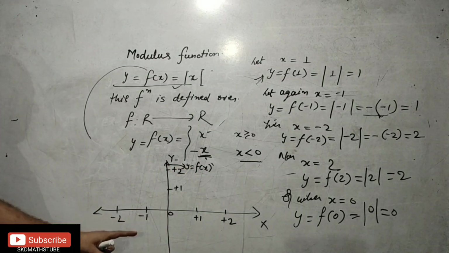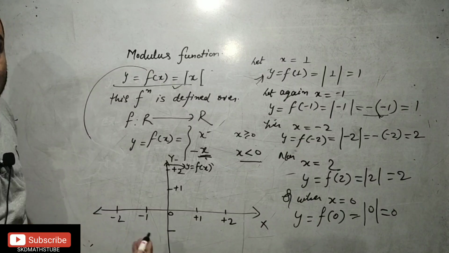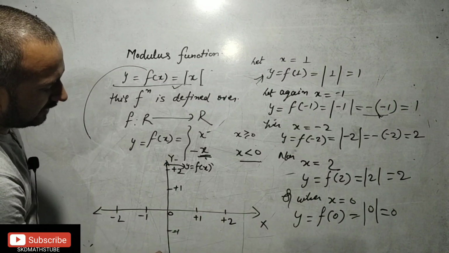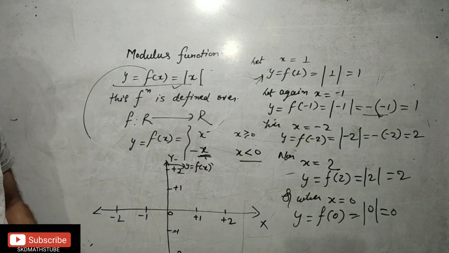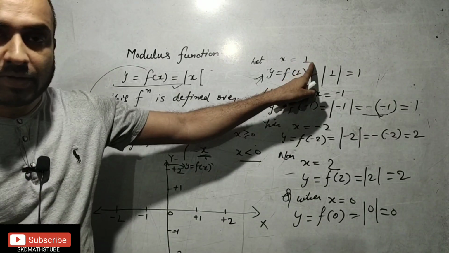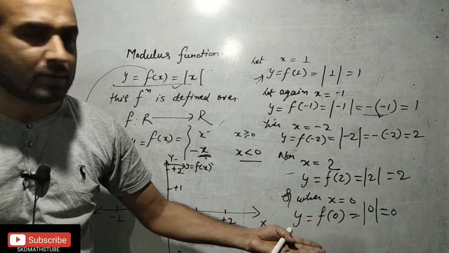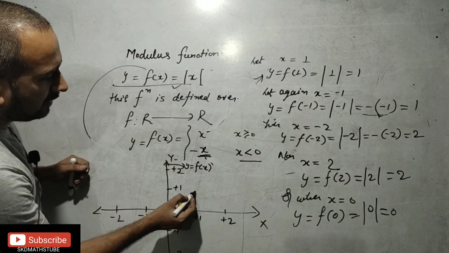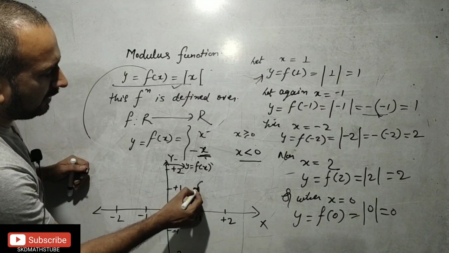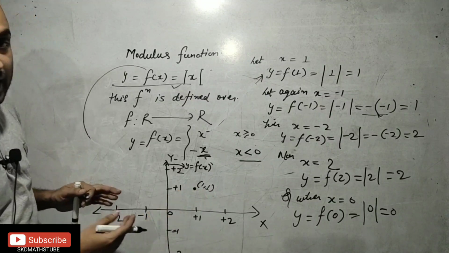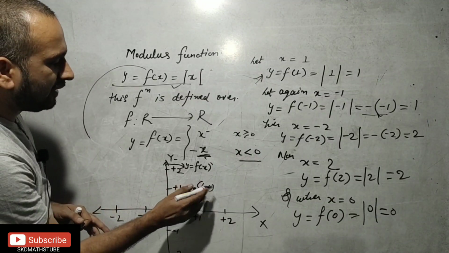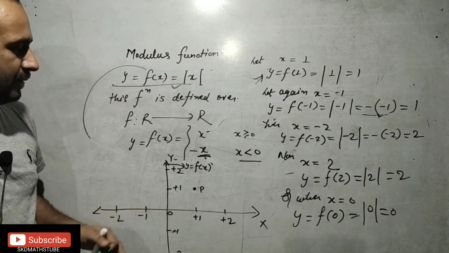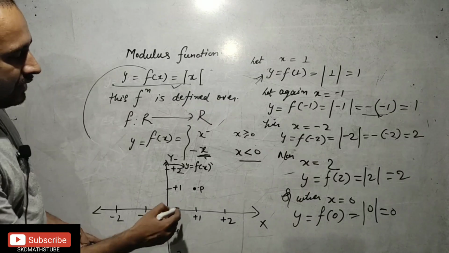Now students, next is the negative direction. We also have to take -1 and -2. First, when x is 1, what is the value of y? y is also 1. So what is our first point? We have to locate the point (1, 1), and I am going to represent it by the capital P. Is it clear?